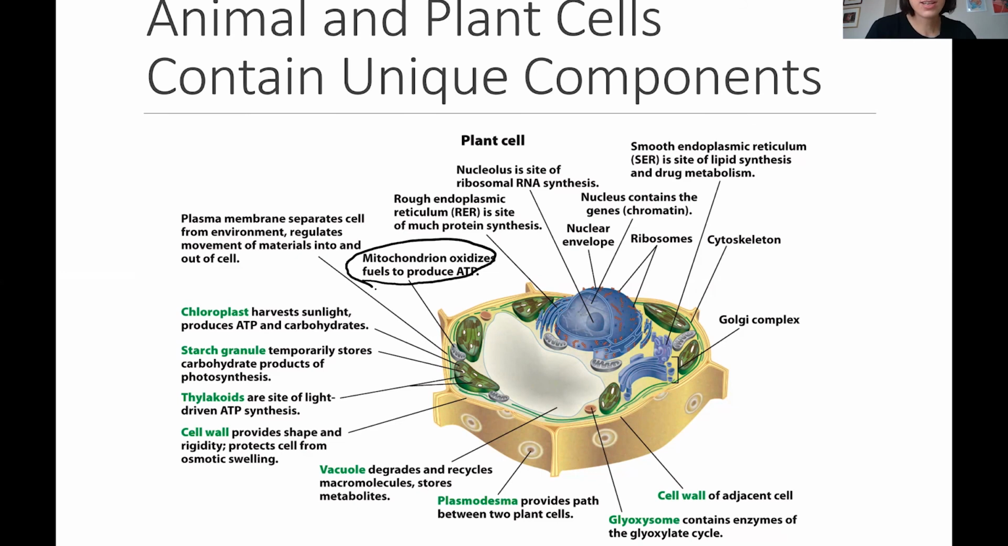Glyoxysomes, we'll be talking about glyoxysomes much later in the semester, but again, good to refresh and remember these are areas for the glyoxylate cycle. Again, this is biochemistry 2 when we talk about metabolism and cycles, but remember that this is a special organelle that plants have.